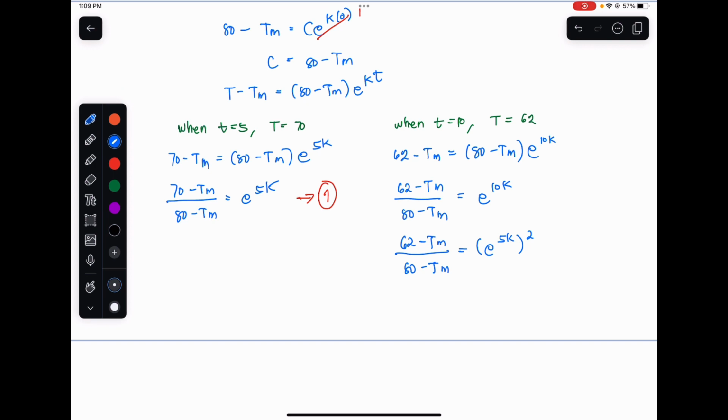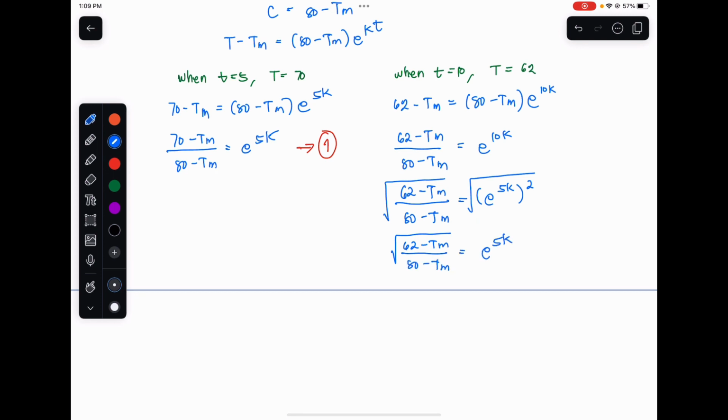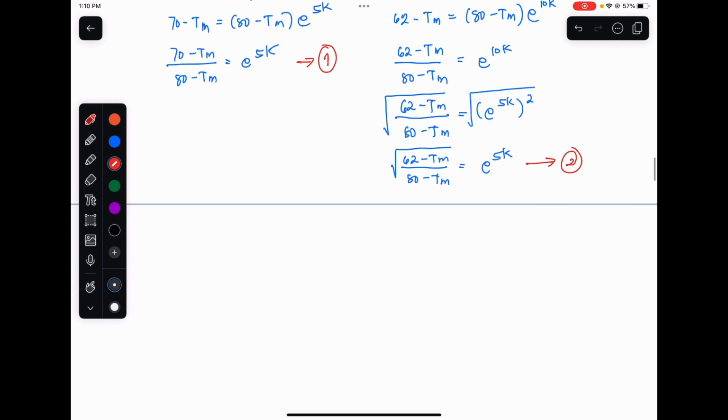And then if I want to remove the square there, I can take the square root of both sides. Leaving us that the square root of 62 minus t sub m all over 80 minus t sub m is the same as e raised to 5K. Right? So e raised to 5K is the same as the square root of 62 minus t sub m all over 80 minus t sub m. And thus we can equate both e raised to 5K.